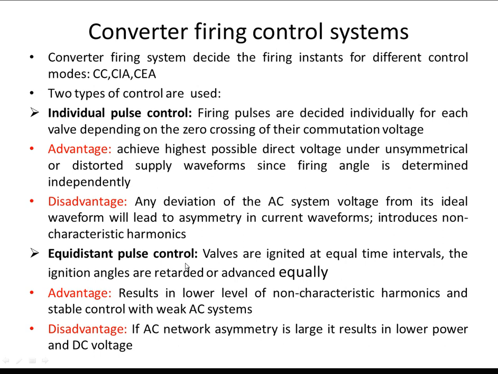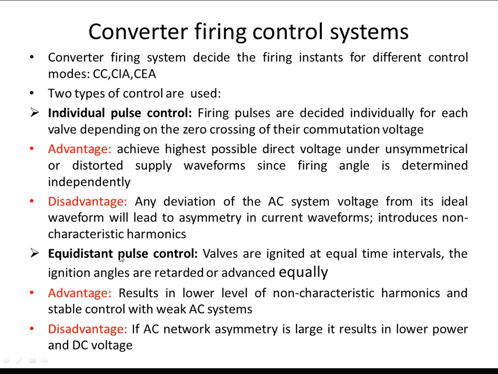Second converter firing control system is equidistance pulse control. In this scheme, valves are ignited at equal time intervals. Suppose one valve is ignited at 0 degree, the second valve is ignited at 60 degree, the third valve is ignited at the next 60 degree, means at 120 degree. So valves are ignited at equal time interval or equal degree of interval, so that ignition angles are retarded or advanced equally.